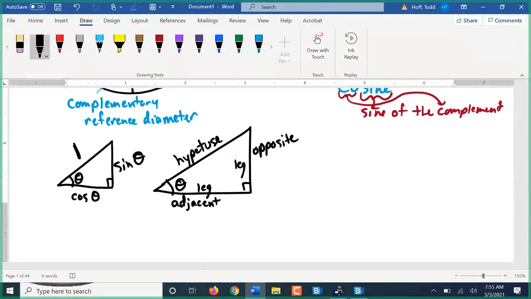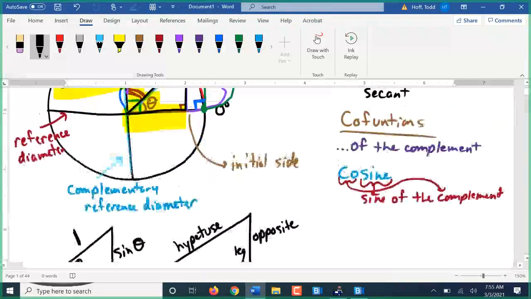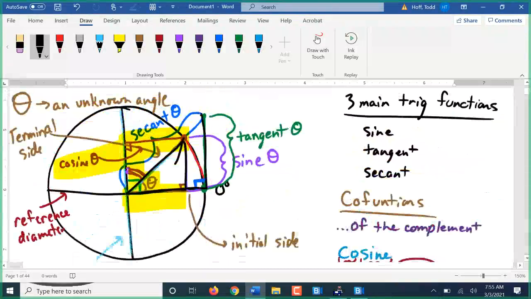You might be seeing some relationships here already, but let's take it even further. Now let's look at this big triangle out here.